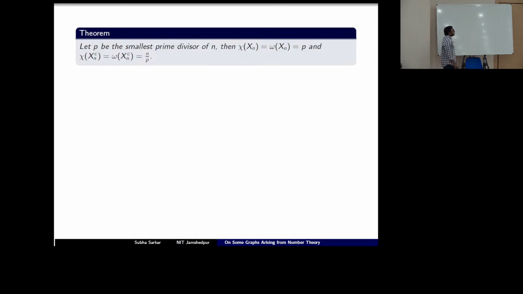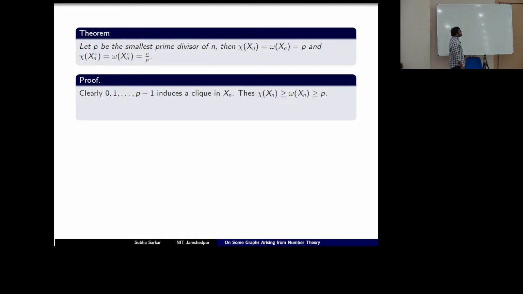Now we have a theorem for the precise chromatic number of the unitary Cayley graph, which says the chromatic number of the Cayley graph Xn is equal to p, where p is the smallest prime divisor of n. If p is the smallest prime divisor of n, then the chromatic number of Xn, which is the same as the clique number, is equal to p. The chromatic number of the complement graph Xn complement is the same as its clique number, which is equal to n by p. Now I try to give a proof of this result.